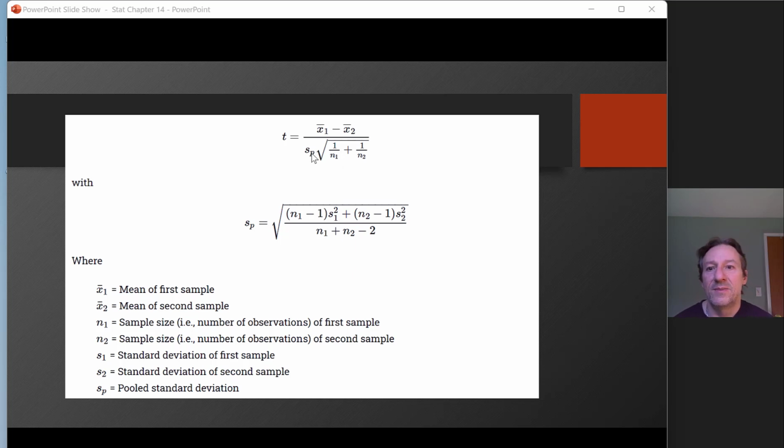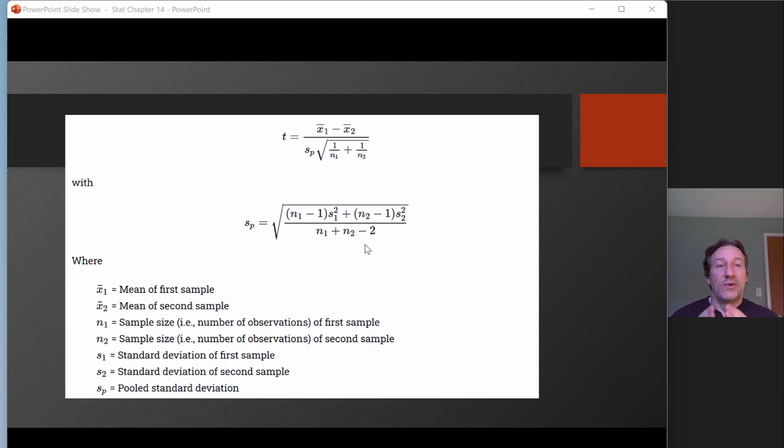This pooled standard deviation, it's just SP there, but it actually equals all this part. It's N1 minus 1, that's the degrees of freedom, times its standard deviation squared, plus for the second group the same thing, which is divided by the N of both groups put together minus 2. That's the degrees of freedom for both groups.